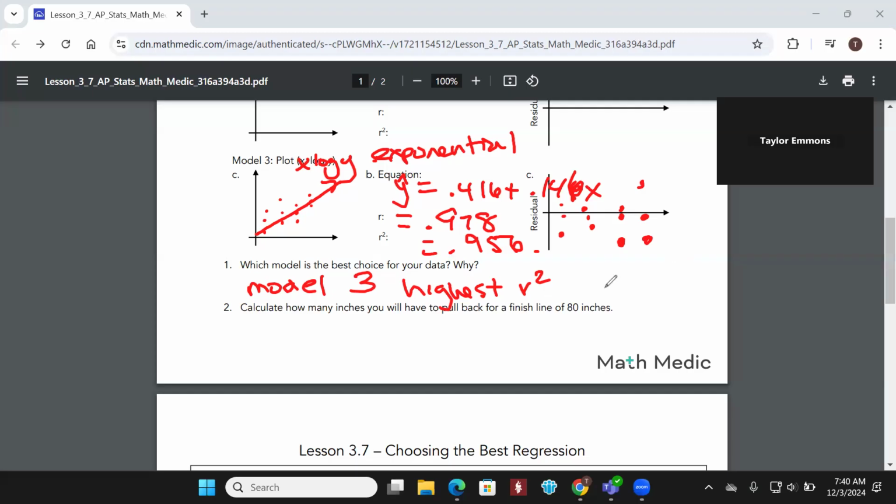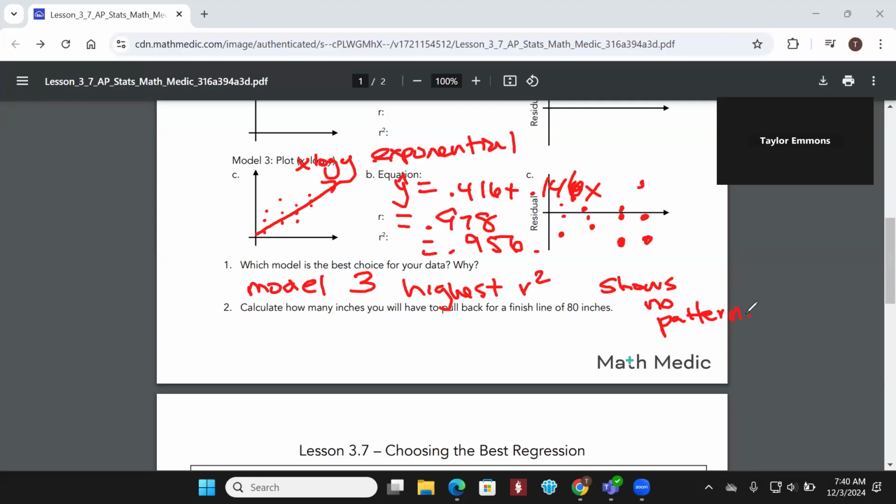The residual plot shows no pattern. The residual shows no pattern. We like chaos with the residual because then that means we've got a stronger R value, stronger R squared value.